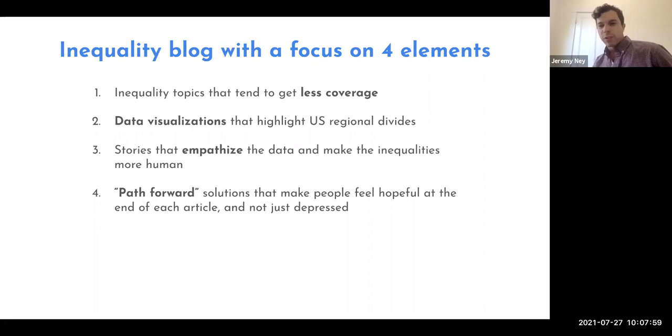Third, I always try and integrate stories into every article to emphasize the data and make the inequalities more human. As many of us know in this data space, data can often feel sterile or inhuman. And so I want to integrate stories of real people who actually suffer from these challenges, to make sure that we know that this isn't just a faceless mass. And last, every article also has a path forward. I got the feedback very early on that people would read these articles and feel depressed at the end. And so this is working to make sure that people feel as though there are hopeful ways for us to address some of these inequalities and actually make for real social change.